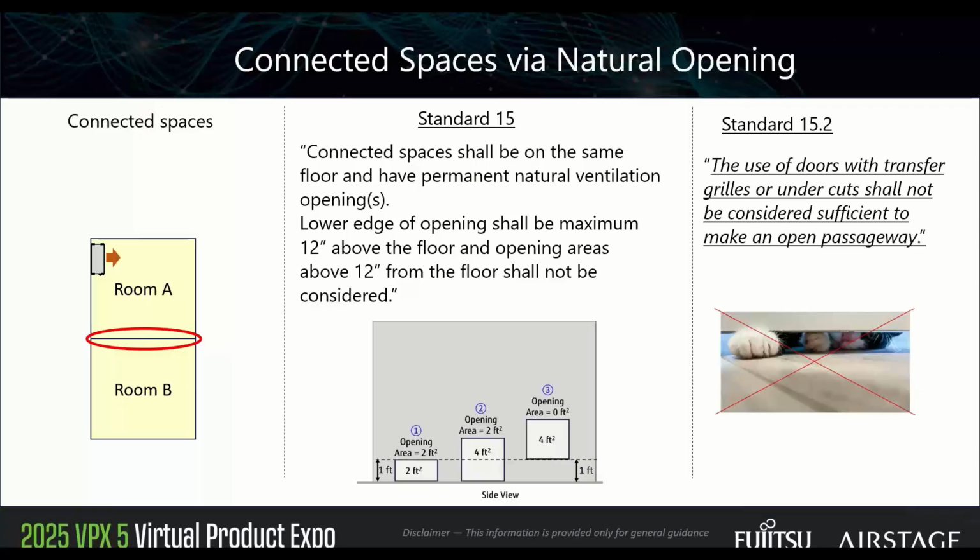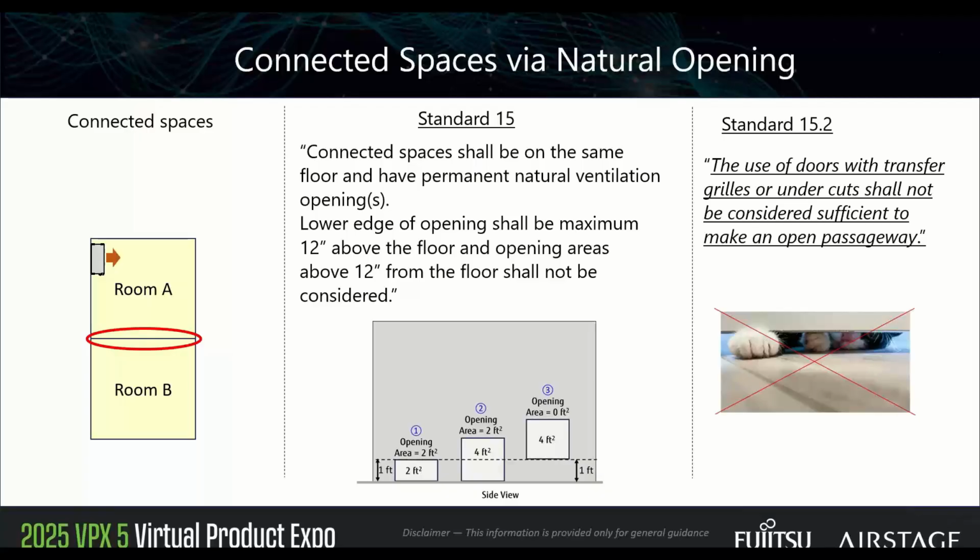Anything below 1 foot can be used. So in that case, I have a 2-foot opening, and that's the net opening. But if half of it sticks above, so half is above 1 foot, I can only use the part that's below 1 foot. So that means I'm going to have 2 square feet in that case. If the whole opening is above 1 foot, it can't be used. Then it's too high, which kind of makes sense because the refrigerant is going to be heavy.